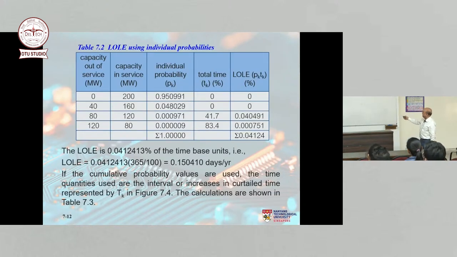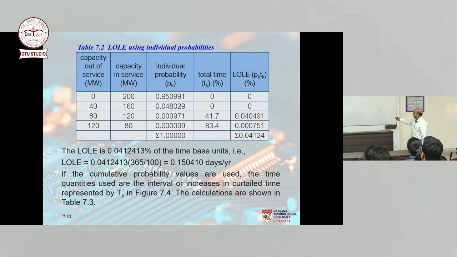We know the individual probability, we know the TK, so we can calculate LOLE, which is PK times TK, and this is what we get, but this is all in percentage. So we need to eventually multiply it by 365 days, yeah? And because it is percentage, we need to divide by 100. So you will get 0.15 days per year, because the period was supposed to be 1 year, 365 days, so it is 0.15 days per year. Remember that reference that I have been talking about, 0.1 days per year, so this is 0.15, pretty good, yeah?